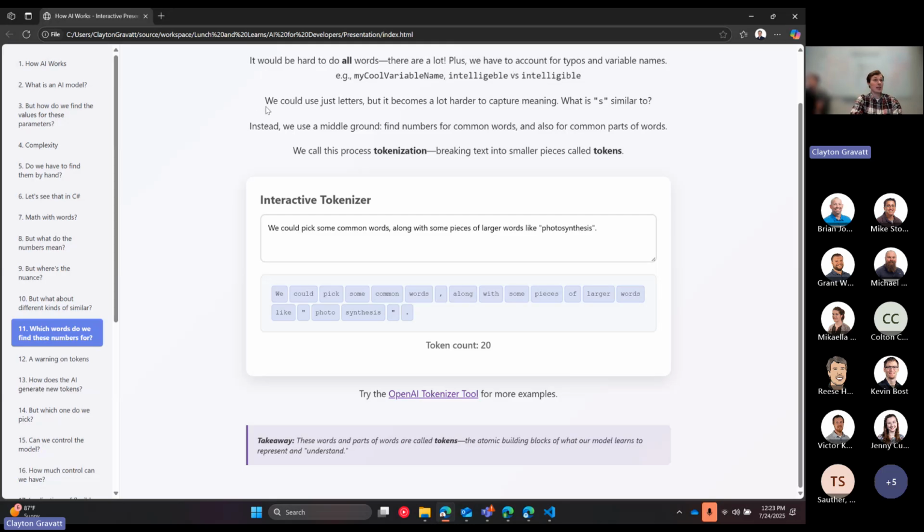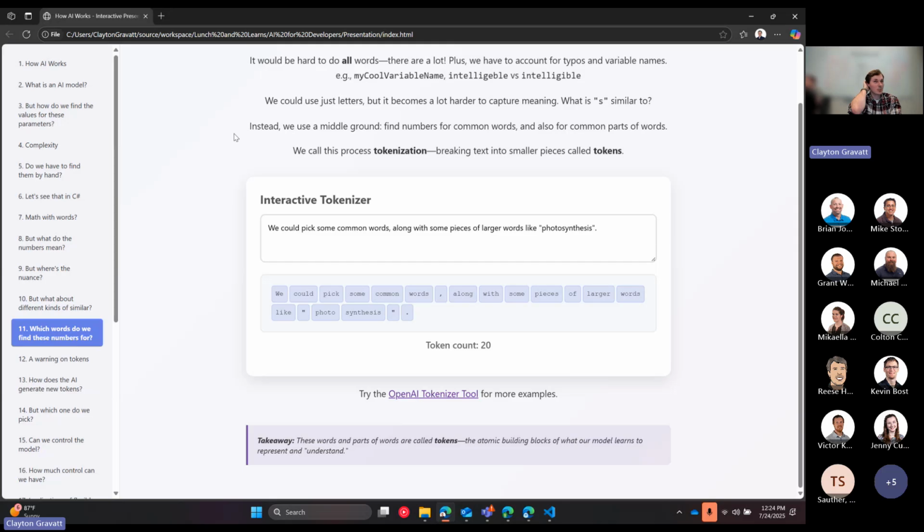So we could use just letters. Instead, on the previous slide, instead of mapping whole words to these embeddings, we could just map letters to it, but it's really hard to capture the meanings. Like, what is S similar to? Other consonants, maybe. It's really hard to capture meaning when we go too small, and it's hard to figure out all of them when we go too big. So instead of finding these embeddings for every possible word, maybe let's use a middle ground where we find numbers for a lot of these common words and also for common parts of other words.